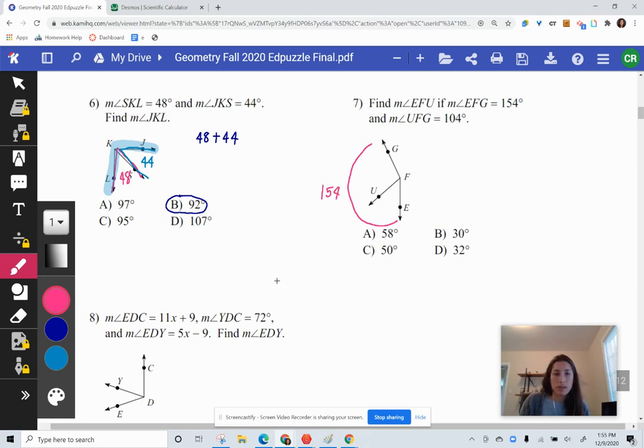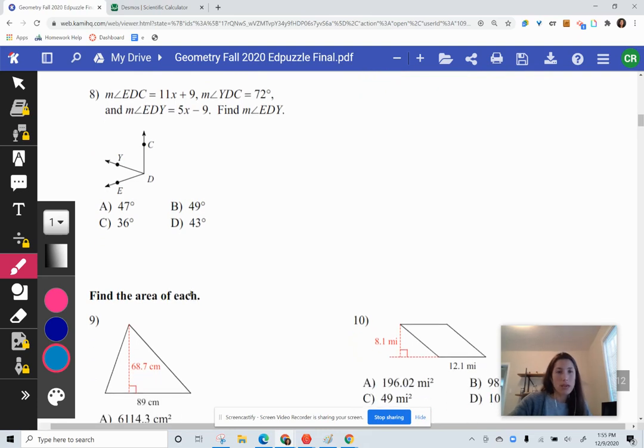And we know that angle UFG, here's UFG, this is 104. So what we are looking for is this missing piece here. We need to know what number, when I add 104 to it, is going to give me 154. So we can subtract them to figure that out. 154 minus 104 is going to be 50 degrees. So 50, when I add it with that angle here, is going to give me the total angle.